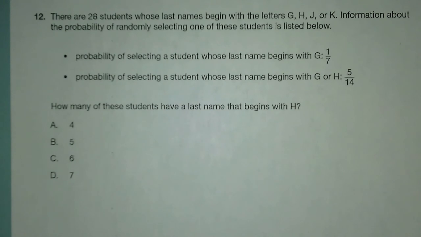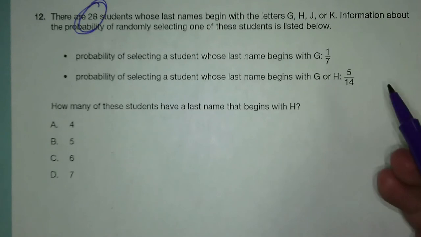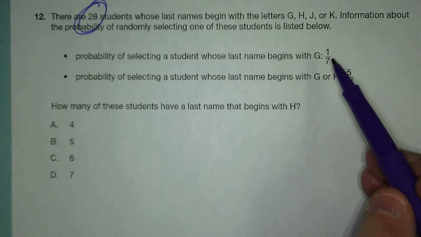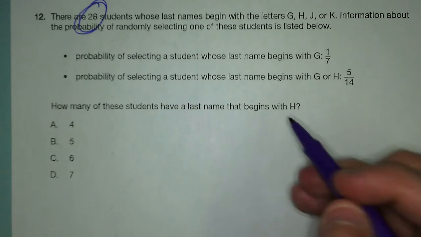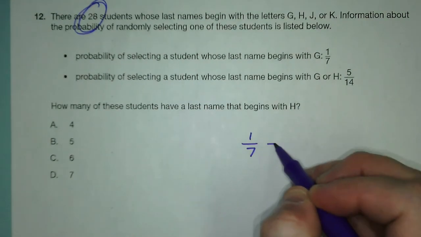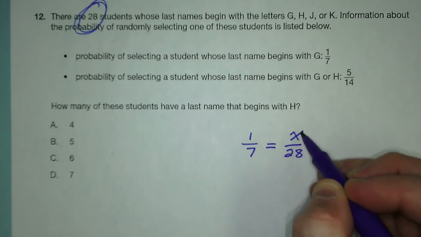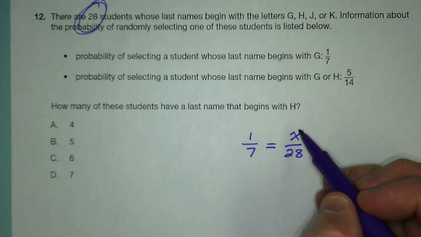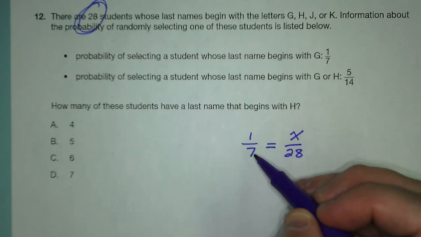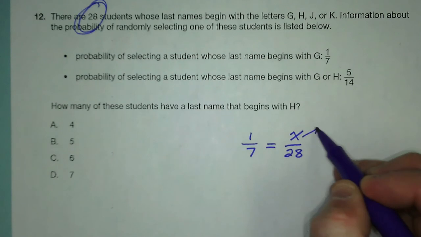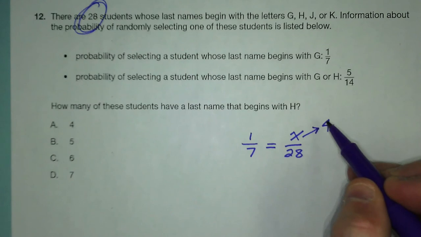So anyway, if there's 28 total, and the probability of selecting someone is 1 out of 7, so 1 out of 7 is like what out of 28? What was the actual number of people with that last name out of 28 for it to be a 1 out of 7 shot? Wouldn't that have to be 4? Right? So 4 people.